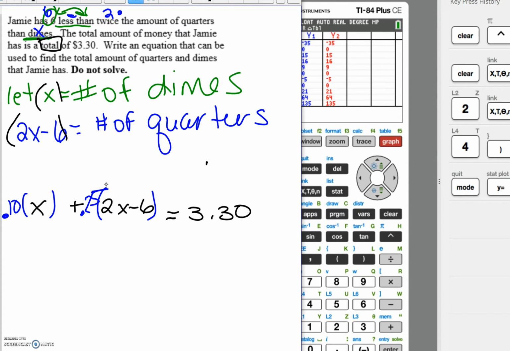If we were to solve it, we would just distribute the 0.10 to the x and the 0.25 to the 2x minus 6, and then solve for x.